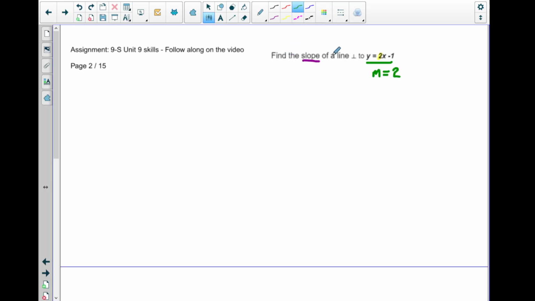But we want to find the slope of a line that's perpendicular to this line. So everybody knows, we've gone over this, it's in the notes, that a perpendicular line has a negative reciprocal slope. I'm going to write that because it's so important. Negative, which just means the opposite sign, and reciprocal, which simply means flip, right? Okay, so we have 2 over 1, but we need to flip that and change the sign.